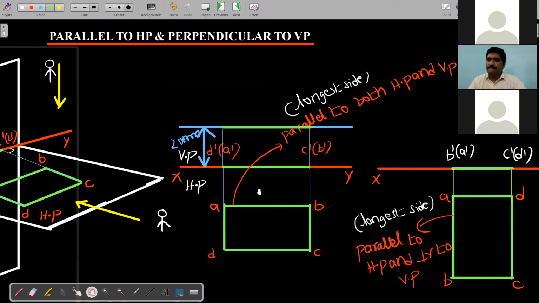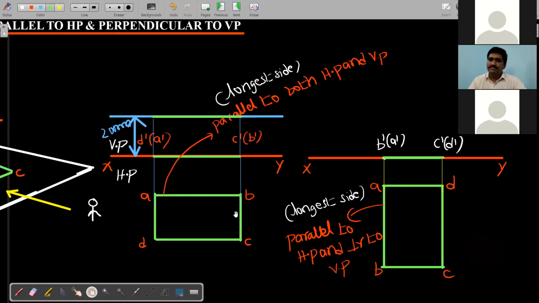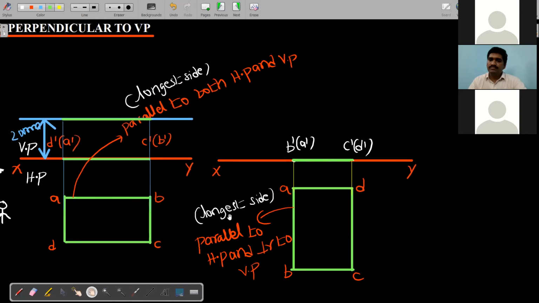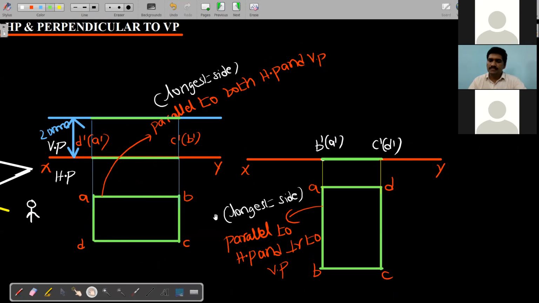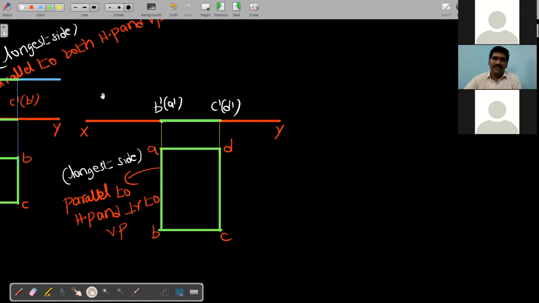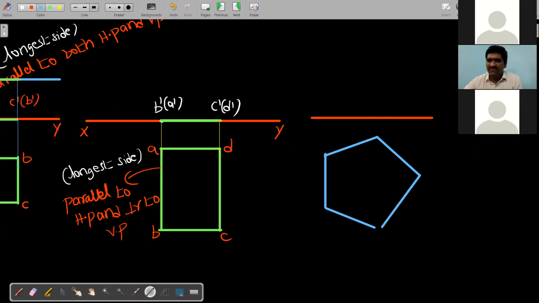In the pentagon case, if one side is parallel to both the planes, you said it's perpendicular to VP also, no, sir? No, no, no. The thing is, where we have seen the pentagon, we are drawing the pentagon in this way. Check it, 1 second. I will eliminate the confusion. So this is XY. We are drawing the pentagon in this way, right? 1, 2, 3, 4, and this one is 5.